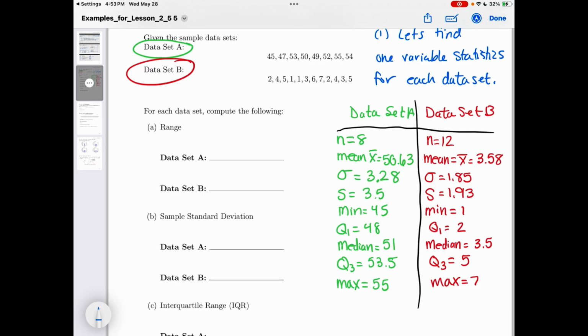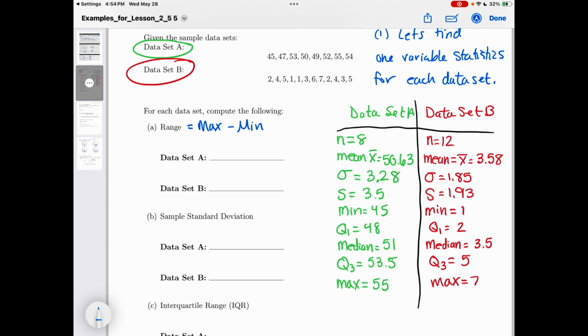Okay, so I listed out all the information for each data set. I put data set A information in green and data set B information in red. And I rounded everything to 2 places. So let's look at part A. To answer part A, we need to find the range for each data set.